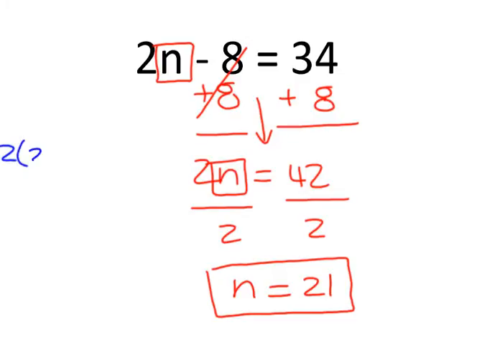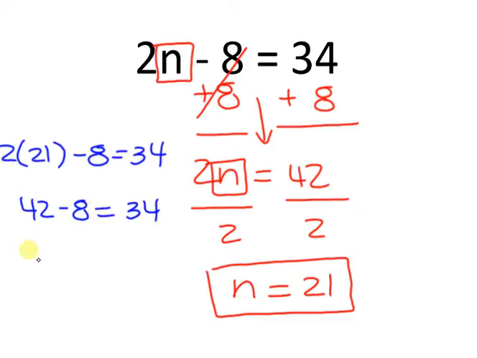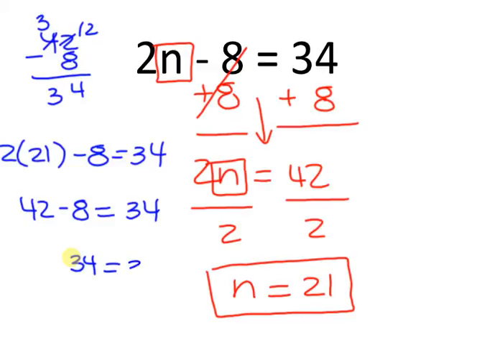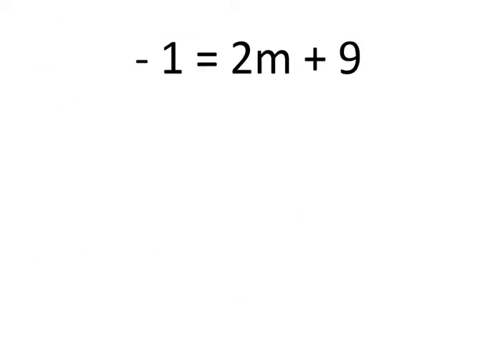So 2 times 21 minus 8 equals 34. 2 times 21 is 42 minus 8 equals 34. All right, 42 minus 8, 34 equals 34. Always good idea to double, triple check.